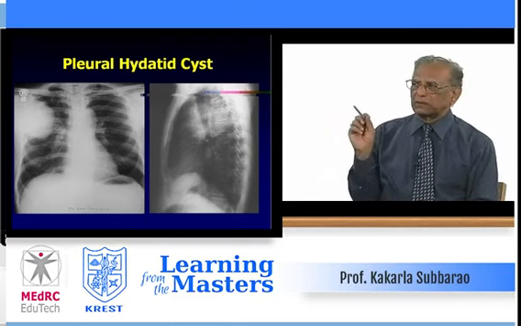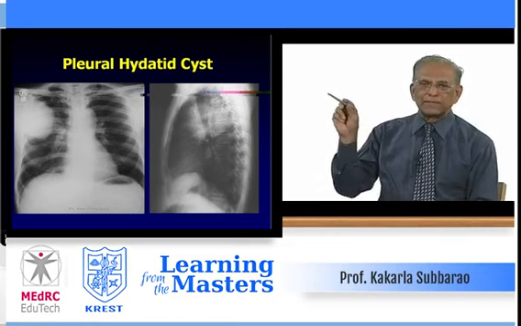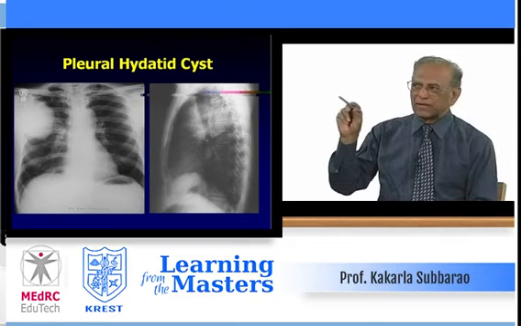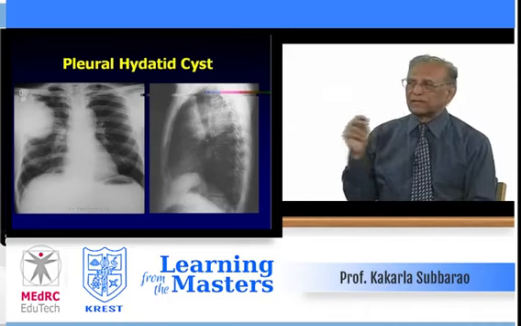One thing I want you to remember is look at the lower border of the density, rounded opacity. It has got a tit-like, just a little dip into the lung. That is supposed to be classical of hydatid cyst.